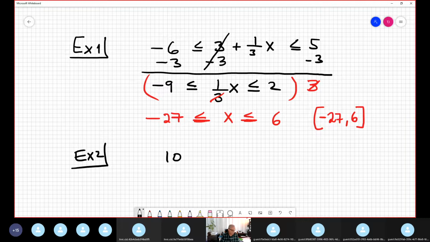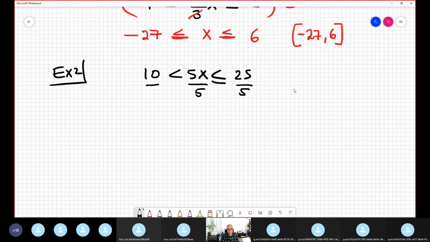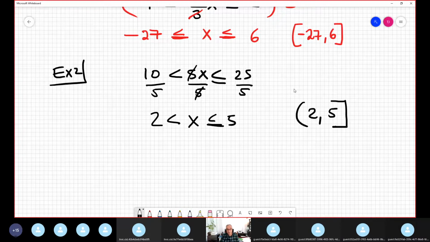Another easy one. 10 less than 5x less than or equal to 25. Well, in this case, it's easier, in my opinion, because the only thing you should do is divide both sides by 5. 10 divided by 5 is 2. 5 divided by 5 cancels out, it's just x. And it's 5, less than or equal to 5. And the representation is parenthesis 2, 5 bracket. Equal sign, bracket. No equal sign, parenthesis.